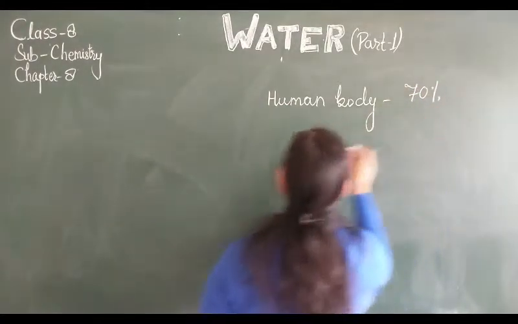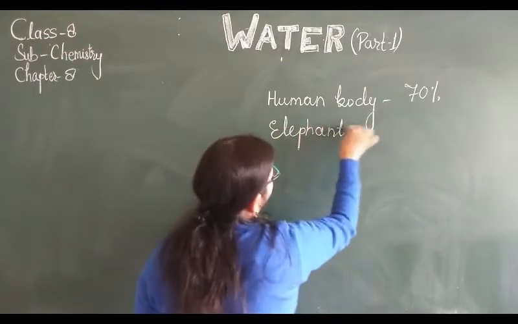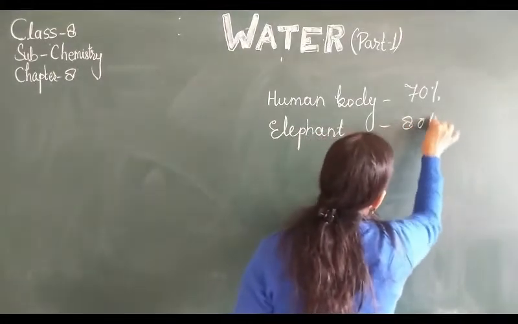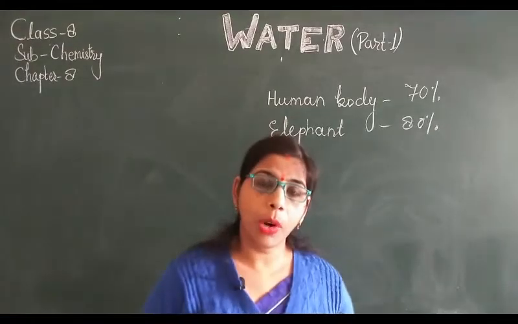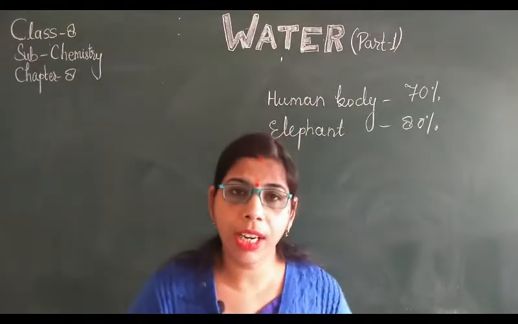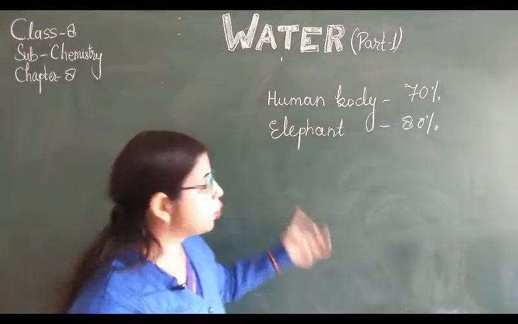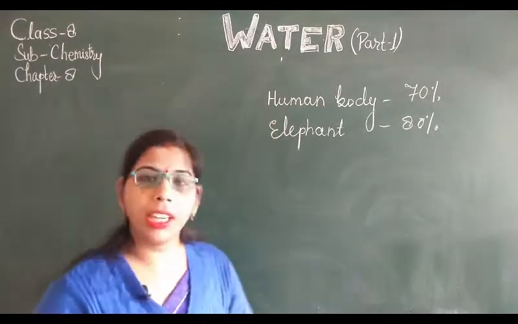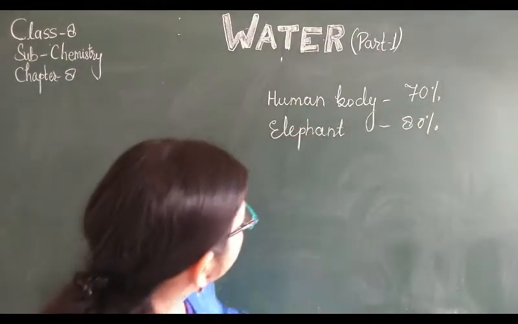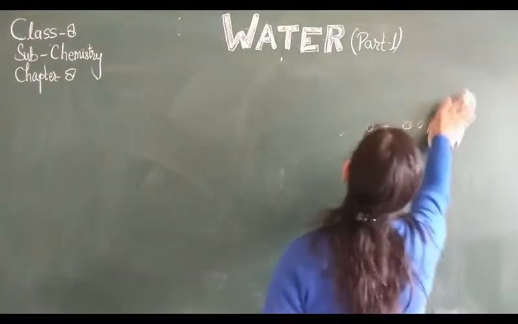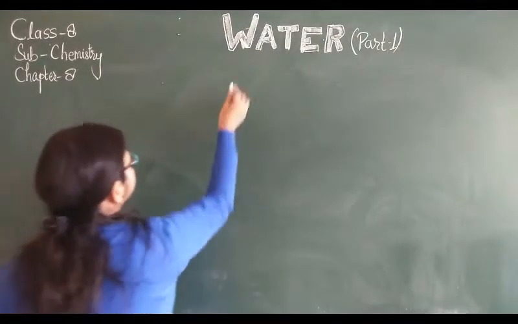If we discuss the elephant, about 75 to 80% of an elephant's body is also made up of water. Fruits and vegetables, like watermelon and other juicy fruits, also contain water in them, and they have different percentages. So let us see the sources of water.